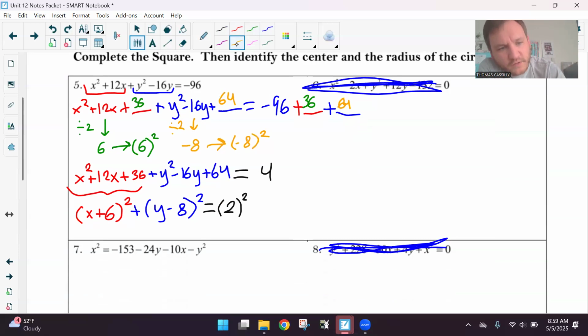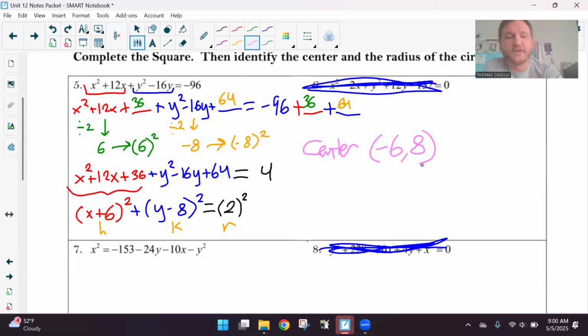Here is our h value. Here is our k value. And here's r. And the last thing we need to remember is that those inside numbers are liars. So the center of this circle is at negative 6, positive 8. All right, you flip the signs on there. So it's x plus 6. So that means the x value is a negative 6. It's y minus 8. So that means the y value is a positive 8. And then the radius equals 2. All right, and that one's done.